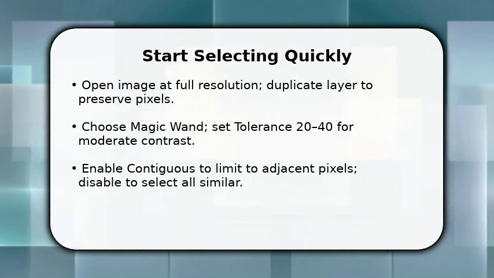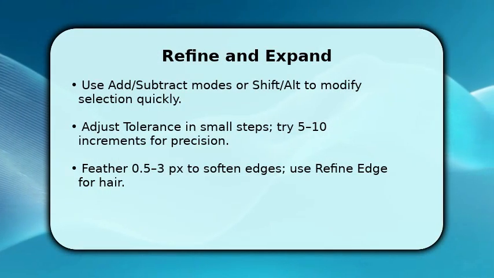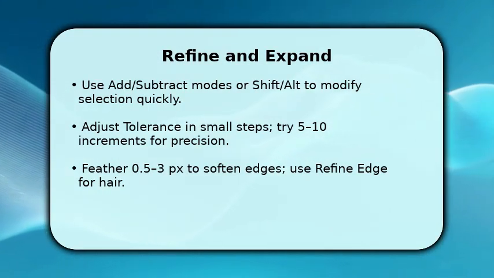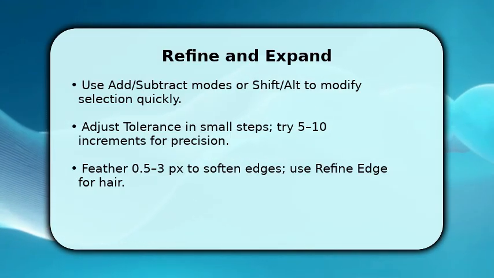Continue by refining the selection. Hold Shift or choose Add Mode to include more areas, or Alt/Subtract to remove spillover. Increase or decrease tolerance in small increments of 5-10 to avoid over or under-selecting. This is how you control edge accuracy.